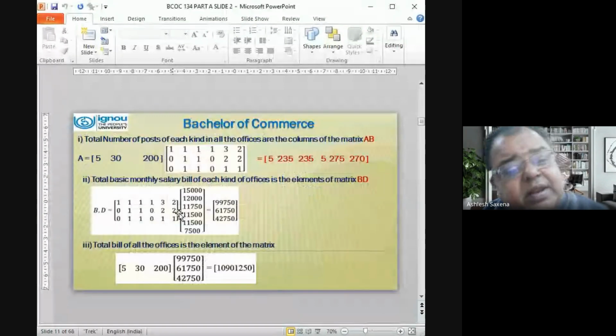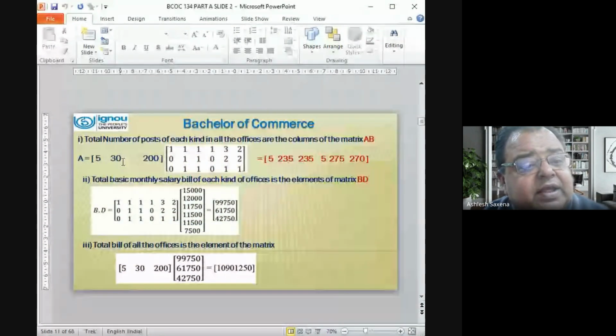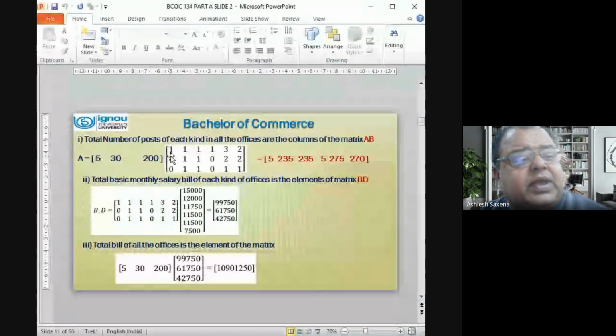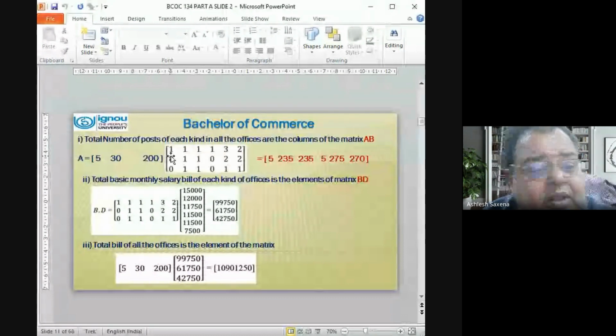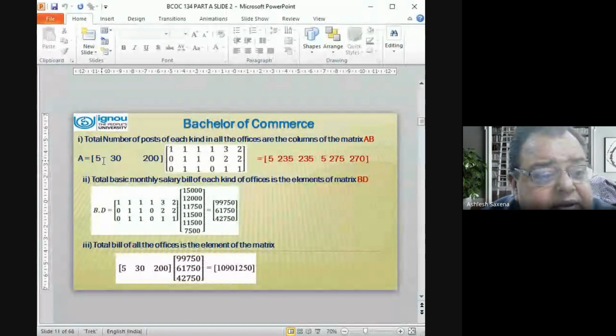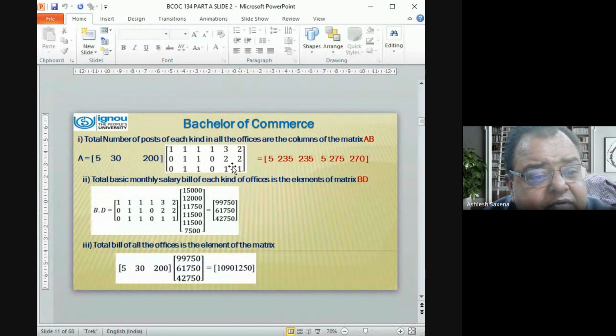Okay. Now we have to find the total number of posts of each kind in all the offices, which are the columns of the matrix. So we have to multiply A into B. Now see to it, referring back to the problem, how multiplication is done: left to right, top to bottom. 5 into 1 is 5, 30 into 0 is 0, 200 into 0 is 0. You are having 5 over here.